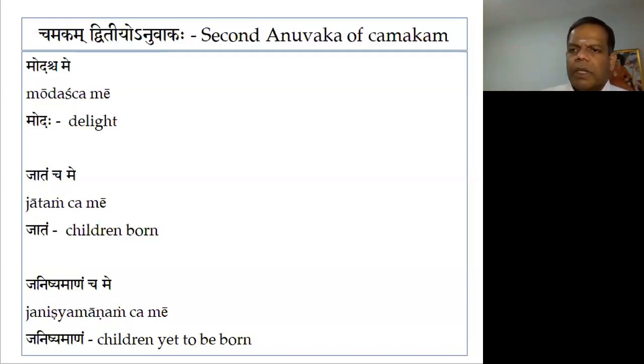Janishyamanam chame kalpatam. It also can be said that they felt the world needs people. Let children be born who are beneficial. Let the future generations be good. That also is a prayer.